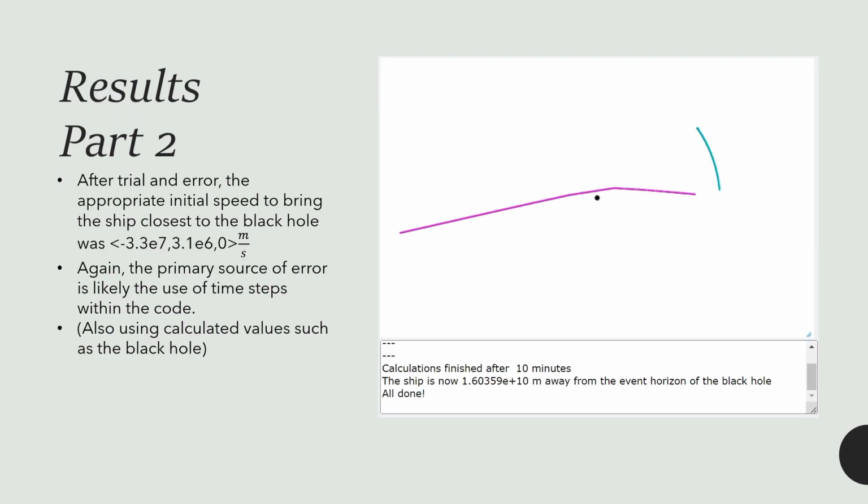So then our results from this, for trying to find the closest we can get to the black hole without falling in: the initial velocity we need for that, after some trial and error, I found to be negative 3.3 times 10 to the 7th in the x direction, and 3.1 times 10 to the 6th in the y direction, meters per second. And the primary source of error, again, is probably due to the use of time steps within the code, where the change in time is 1 day, but also using calculated values such as the black hole mass that we found earlier could have added a further discrepancy.